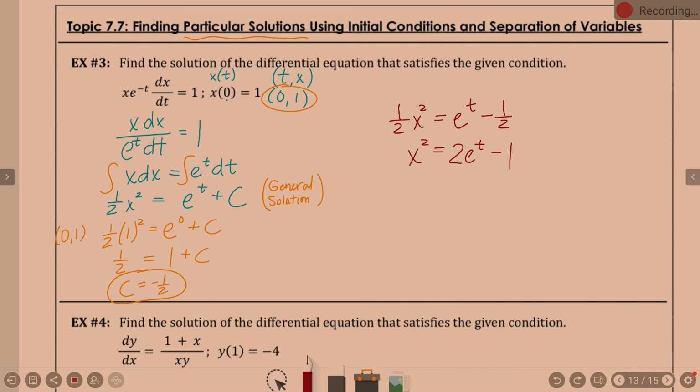Sometimes it's a fine line between, do I express it like this, or do I say x is equal to the square root of that business? You can go with either one. Again, it comes down to an AP being able to recognize equivalence. So this is our particular solution.